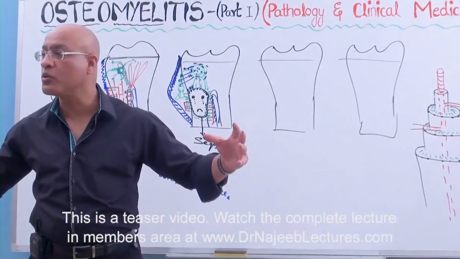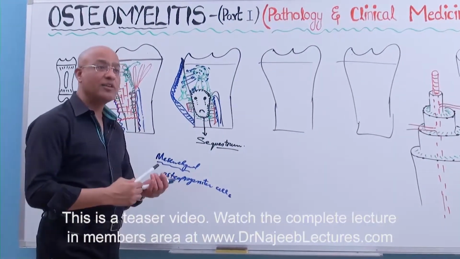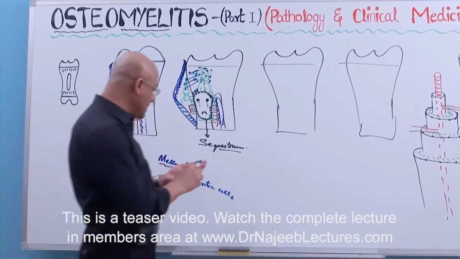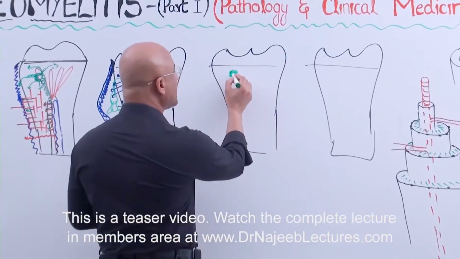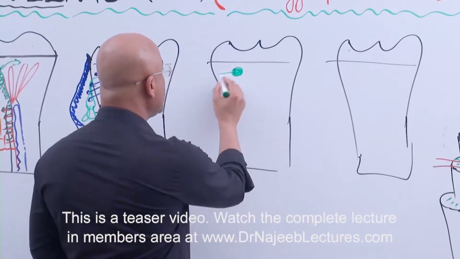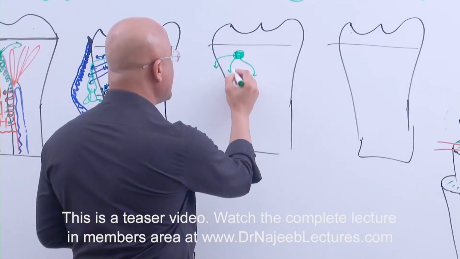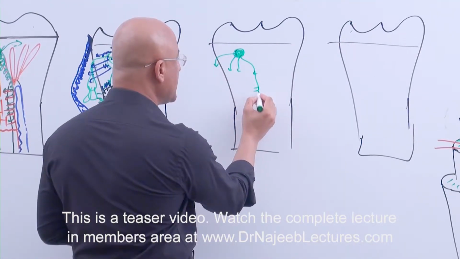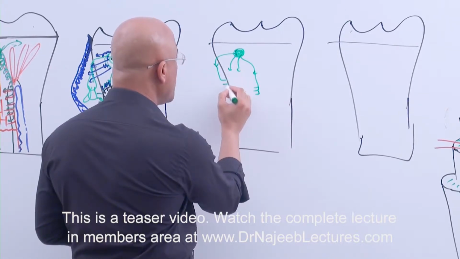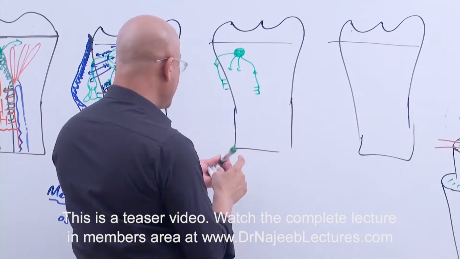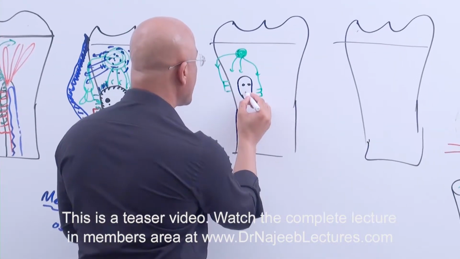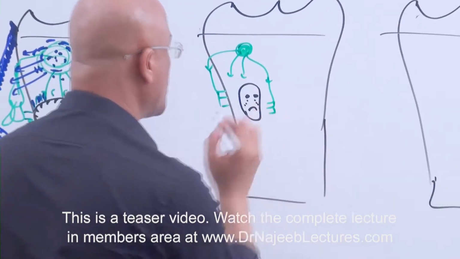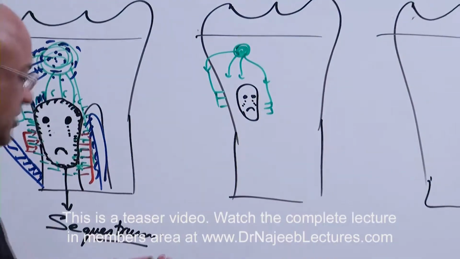What is the body trying to do? It is trying to make new bone. The first event was suppuration. Then subperiosteal, endosteal and Haversian canal spread, and entrance into Volkmann's canal. Then we were left with sequestrum.